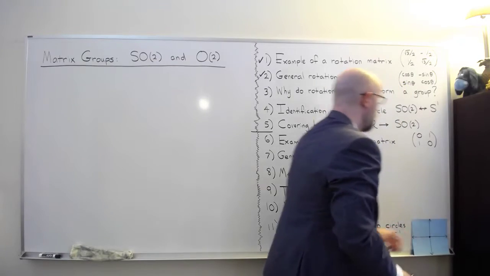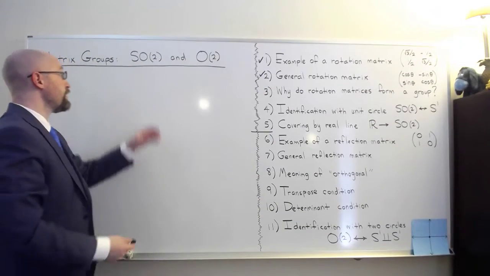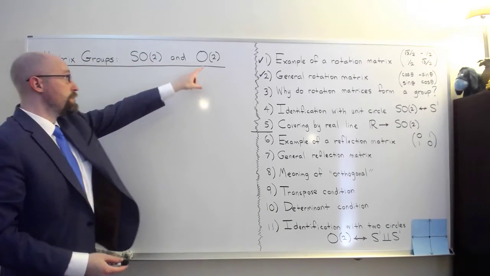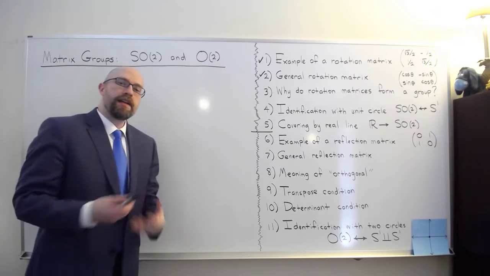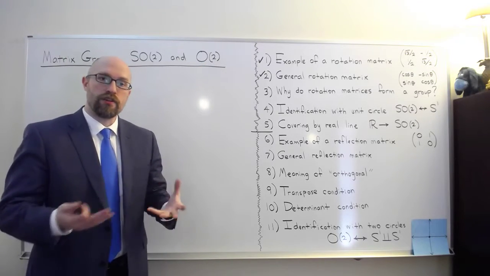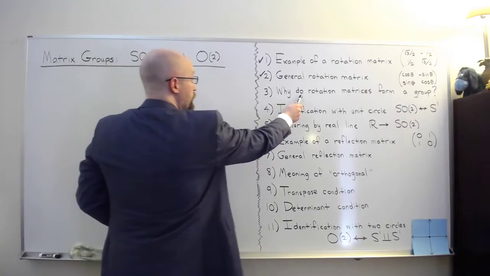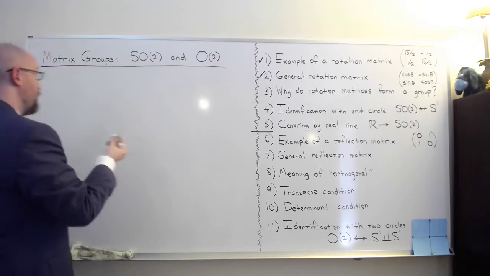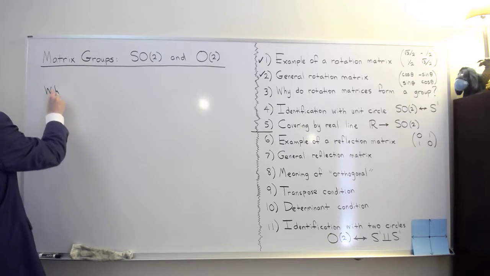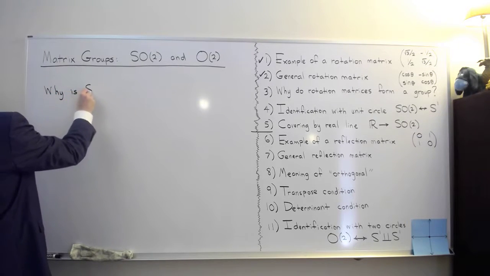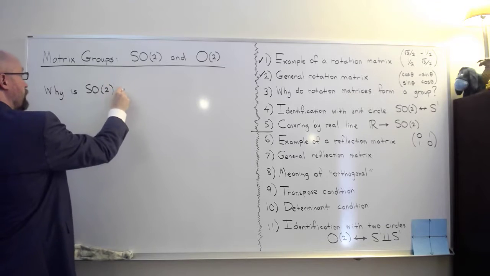I've been calling these groups, and in particular I've said that SO2 is a subgroup of O2, but we need to see that they really are groups. In other words, that they satisfy the group axioms. So we want to ask this question here. Why is SO2 a group?